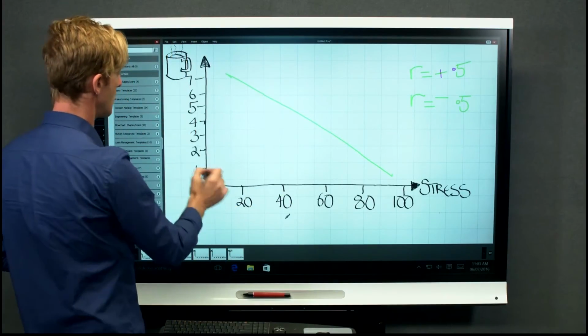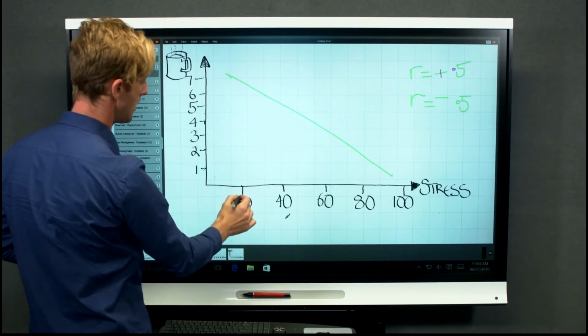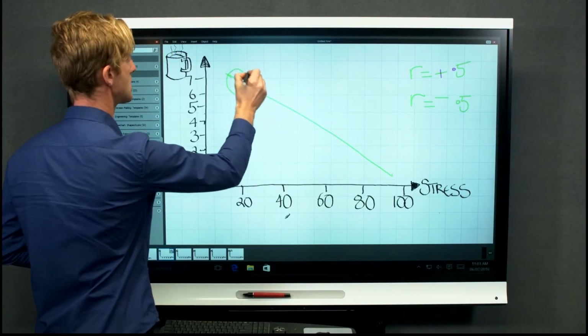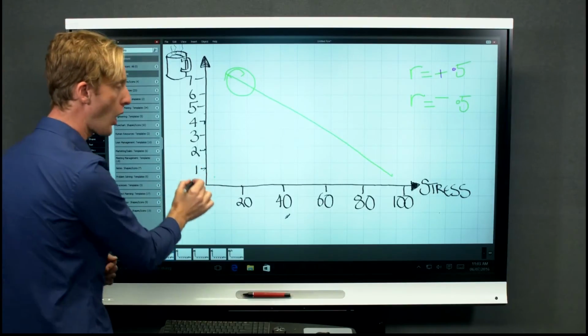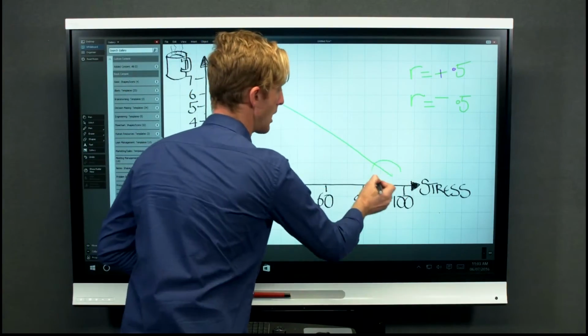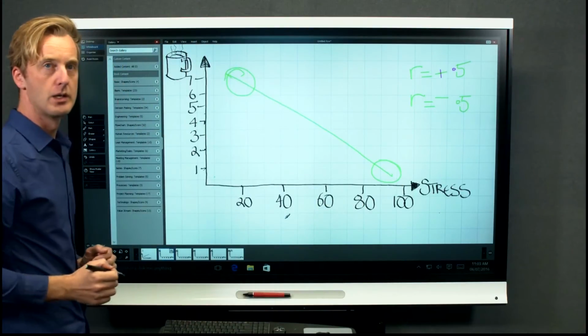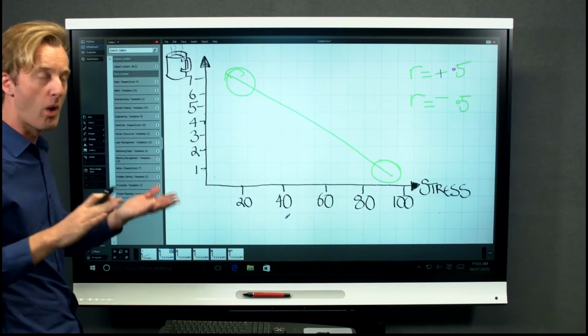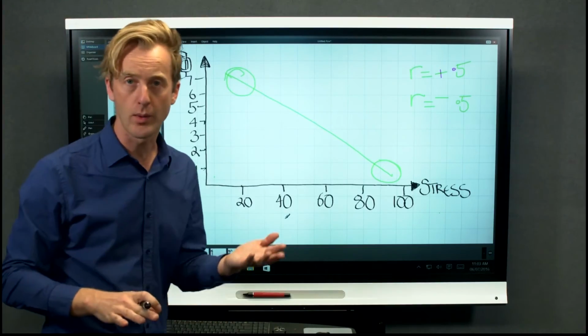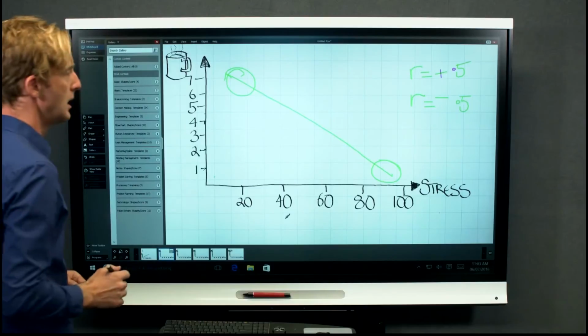Okay? So if coffee consumption is all the way up here, then we have a look at this, and our stress is likely to be 20. Whereas if coffee consumption is really low, 1, then our stress is likely to be 100. Okay? So a negative correlation means when one goes up, the other goes down. It doesn't matter what the variables are, it just means that when one goes up, the other goes down. Okay? So that's your negative and positive.